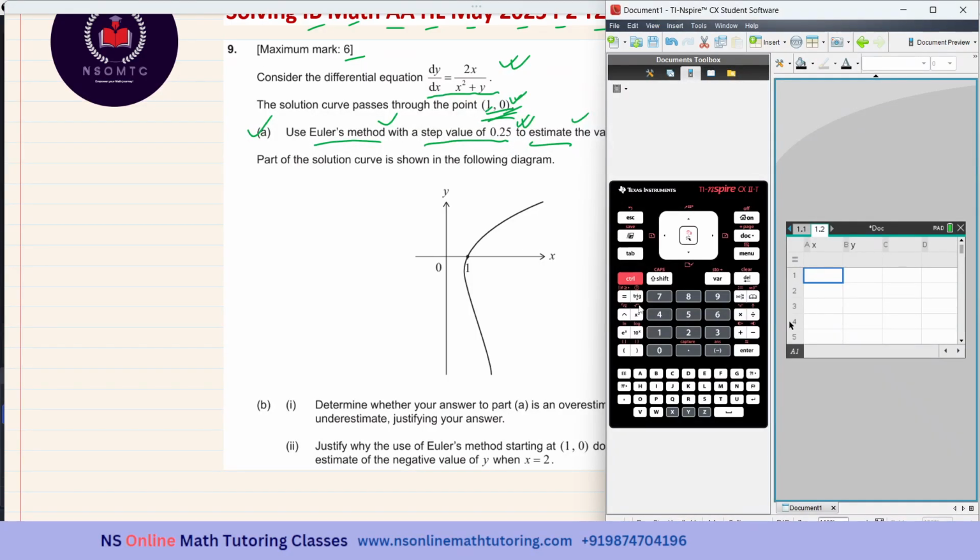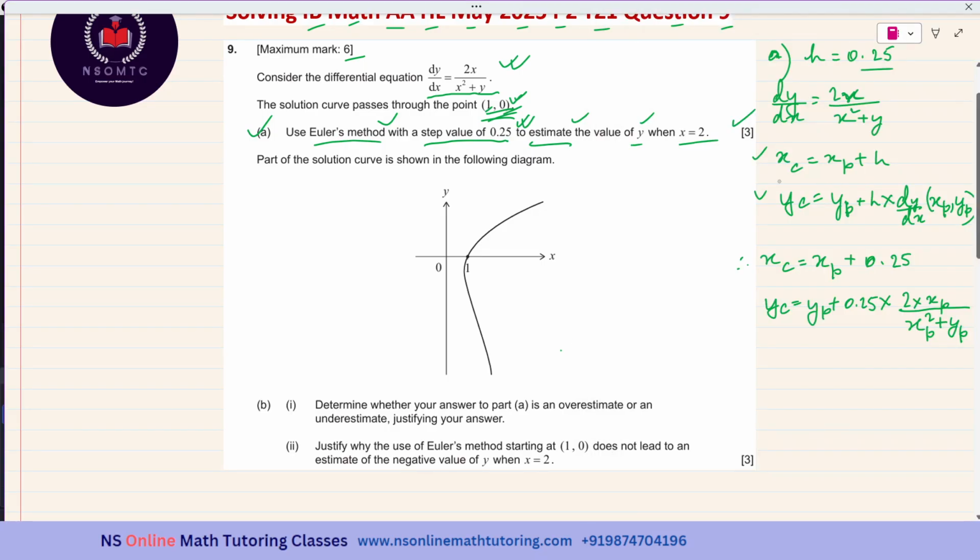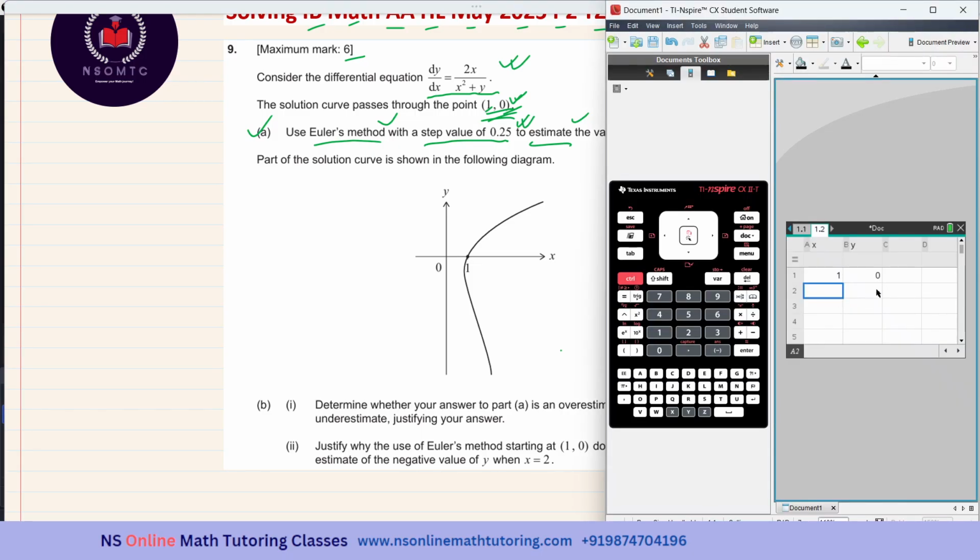So it is 1 and this is 0. And now we come to the A2 cell. Now we will be calculating the current value of x based on the previous value of x, which is 1. So xc will be equal to xp plus 0.25. We are using the formula, so we have to start with the equal sign. xp, where is it stored? It is stored in the A1 cell. So I'll be writing A1.